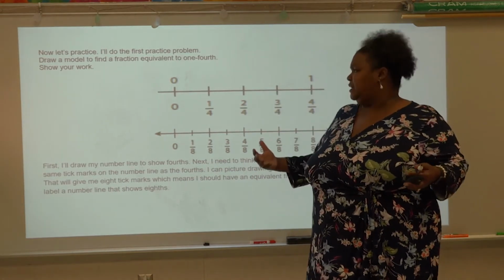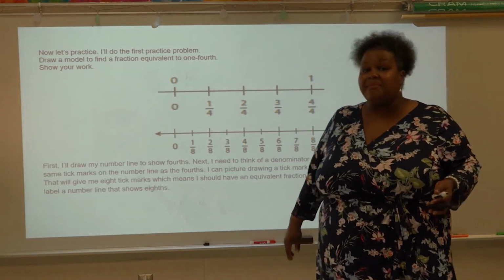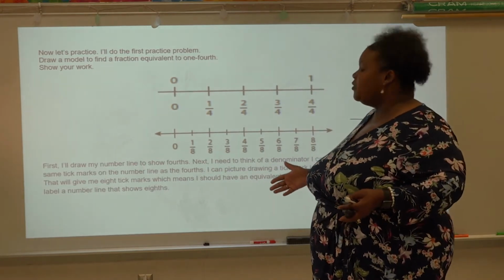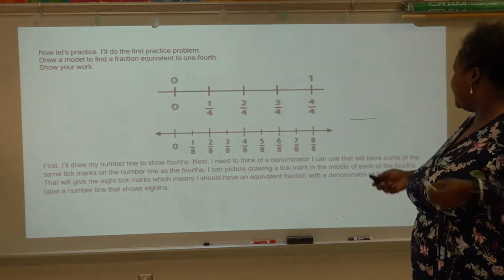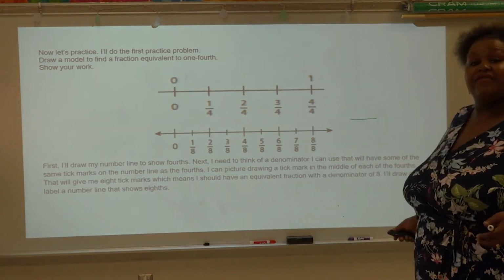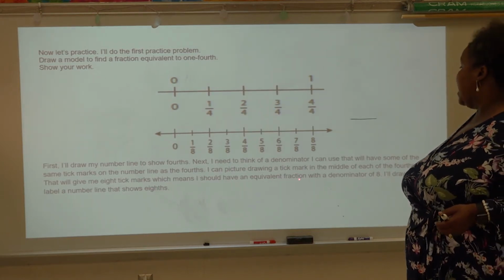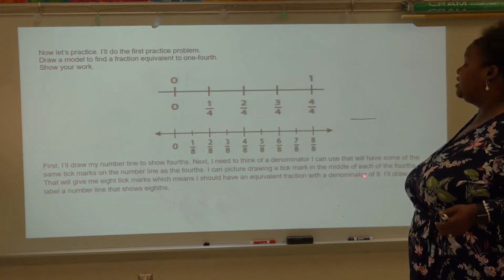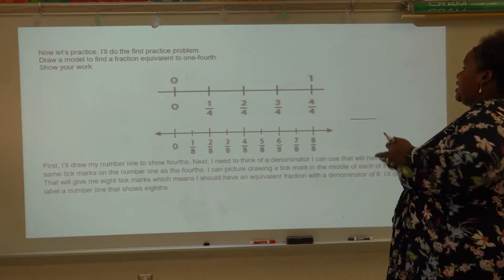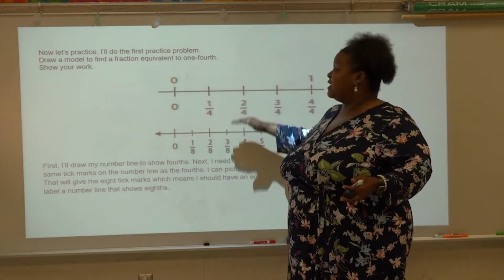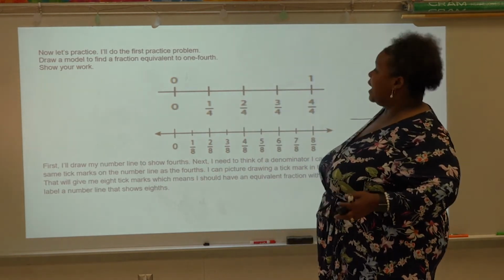Then I had to start thinking, what other number could be on that same number line as the fourths? I almost imagine, or I can picture drawing a tick mark in the middle of each of the fourths. That will give me 8 tick marks, which means I should have an equivalent fraction with a denominator of 8. I'll draw and label a number line that shows 8. Well, I put it right underneath. I want to make sure, because I'm going to be comparing these two number lines. That's why I put it right underneath.